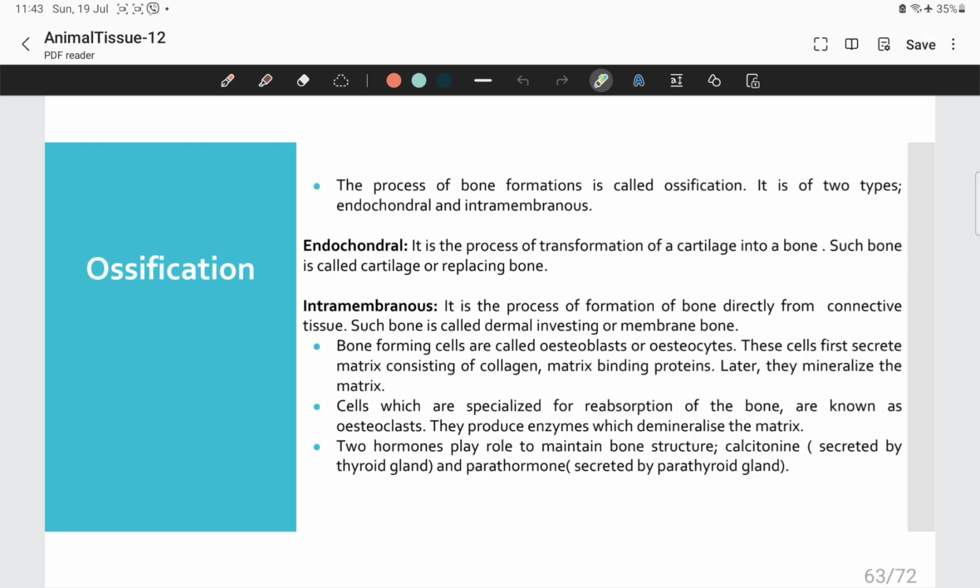And for the process of ossification, two hormones play a vital role. The name of those hormones are calcitonin, which is secreted by the thyroid gland, and another hormone known as parathyroid hormone, which is secreted by the parathyroid gland.